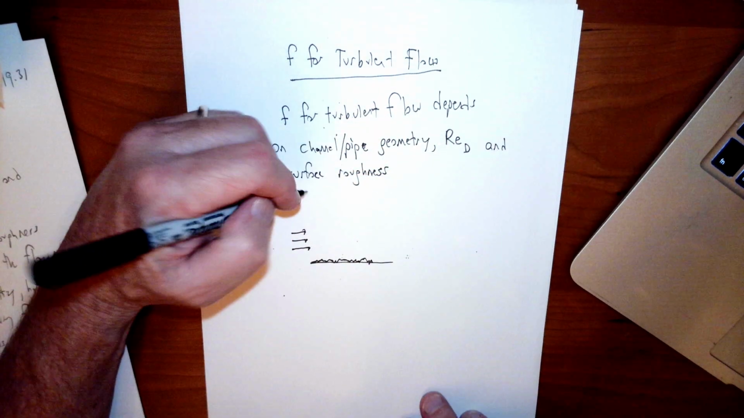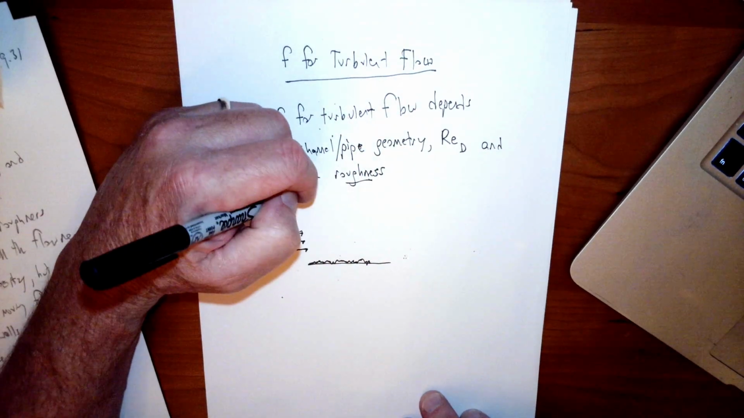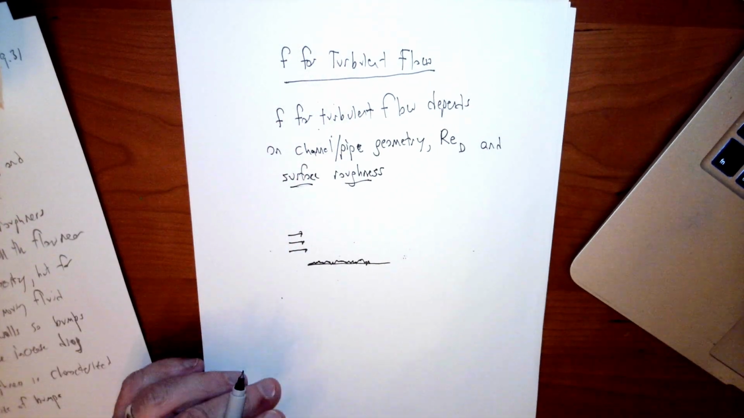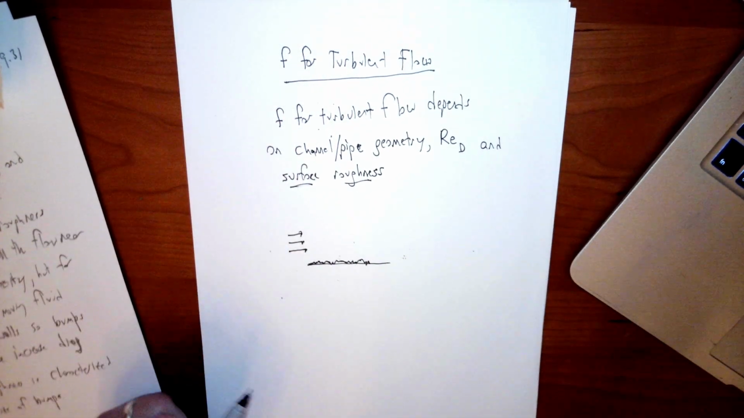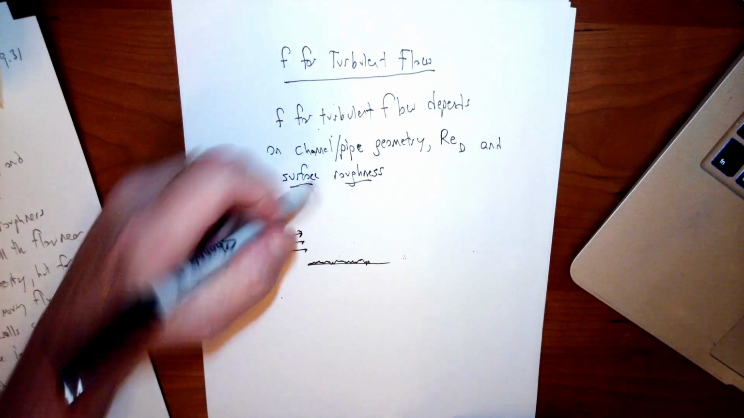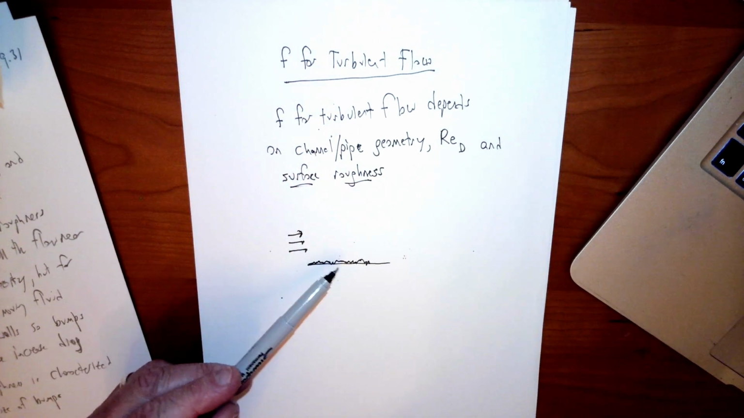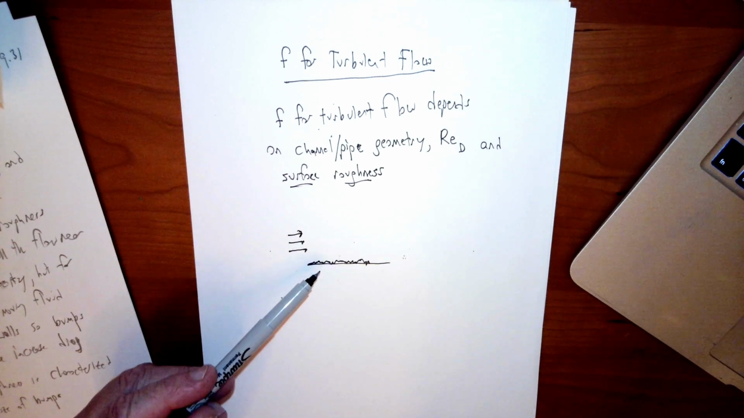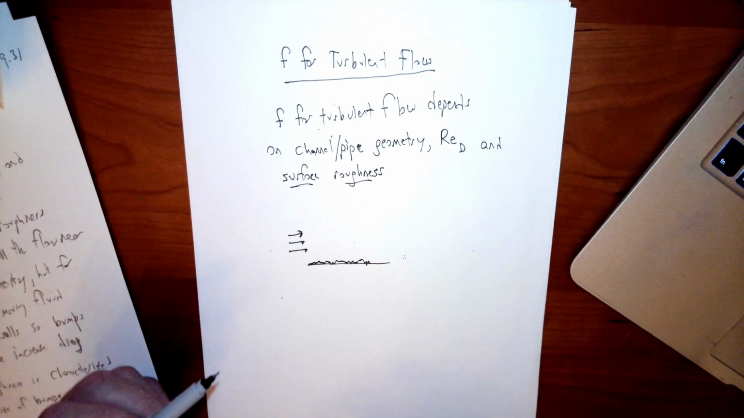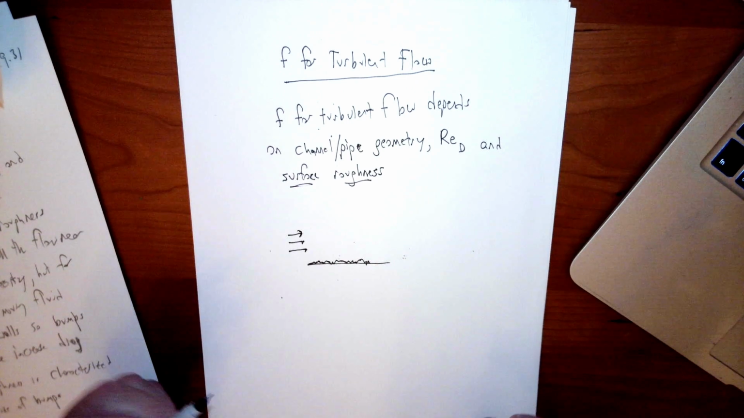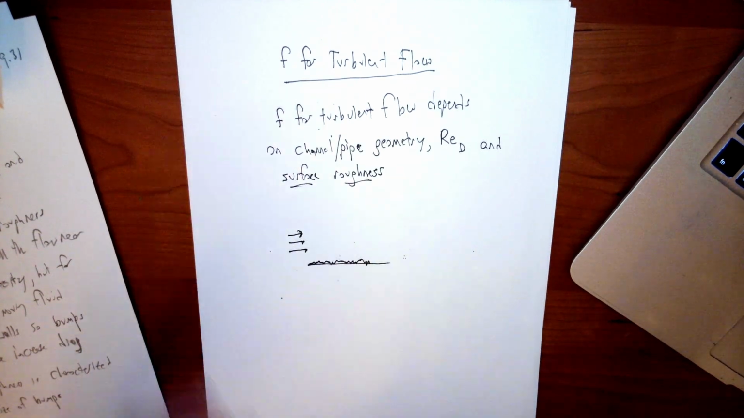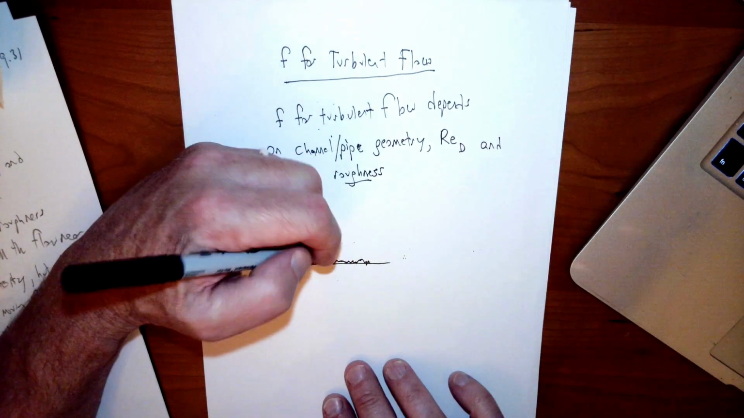It's also going to depend on surface roughness. So this is the actual roughness of the surface of the pipe or the channel. This might be a little bit surprising because we haven't seen that before. And of course, real surfaces aren't perfectly smooth. They have bumps on them. And when you have laminar flow, it turns out it doesn't really matter unless the bumps are extremely large compared to the scale of your flow field.